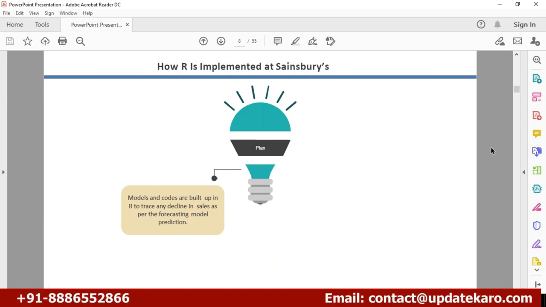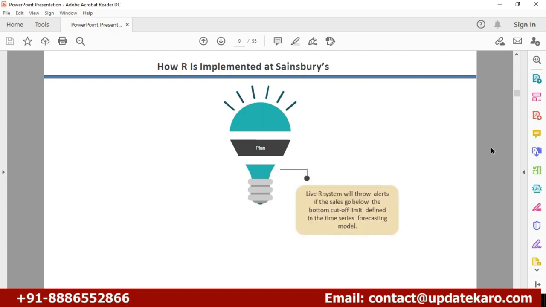And the reason behind that, you have many reasons why they have gone with R. Okay, we'll see all those things in the upcoming slides. So the live R system will throw alerts if the sales go below the bottom cutoff limit defined in the time series forecasting model. So what is a time series forecasting model?